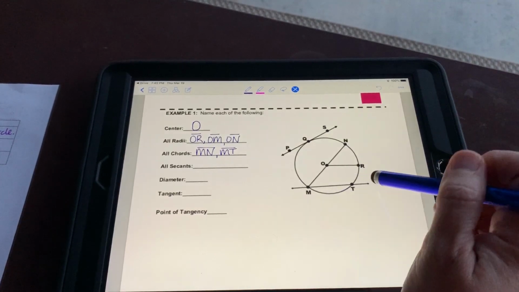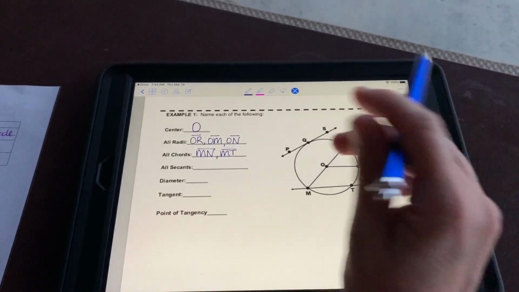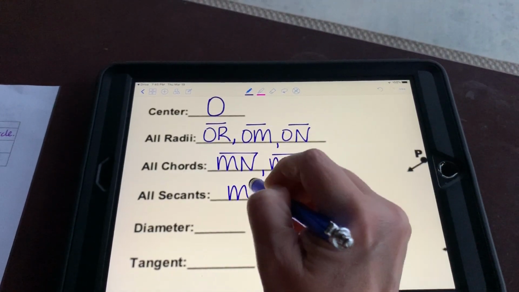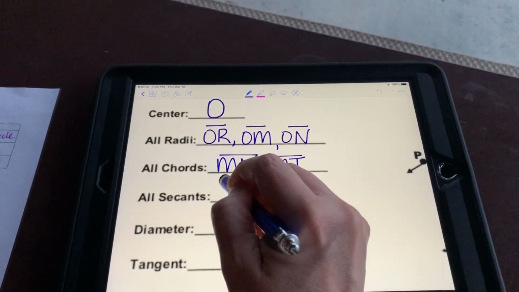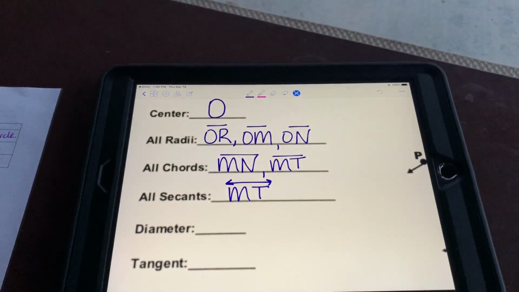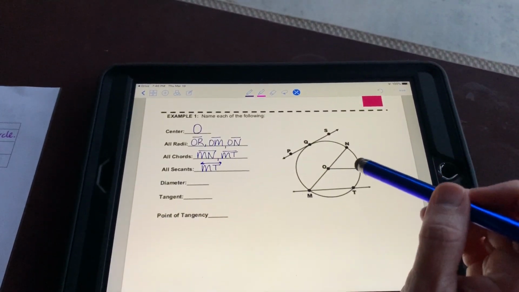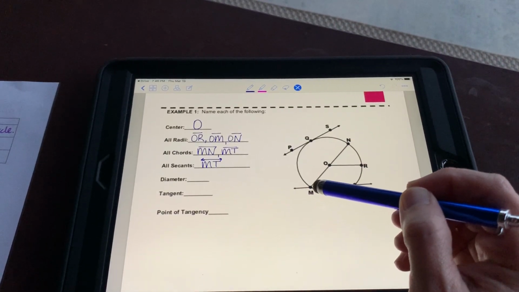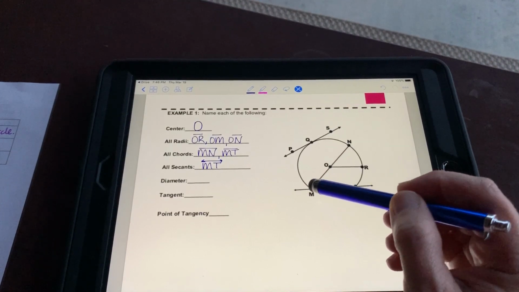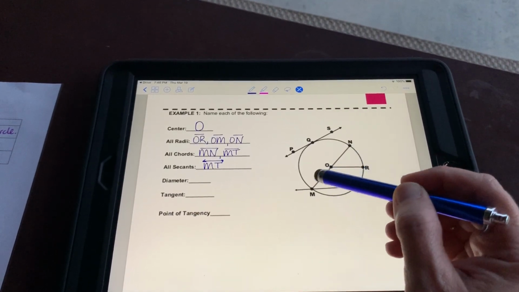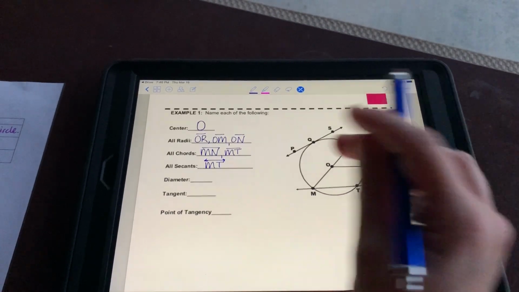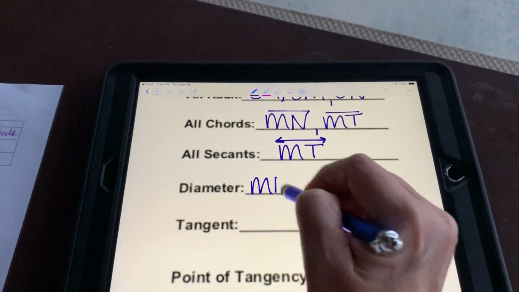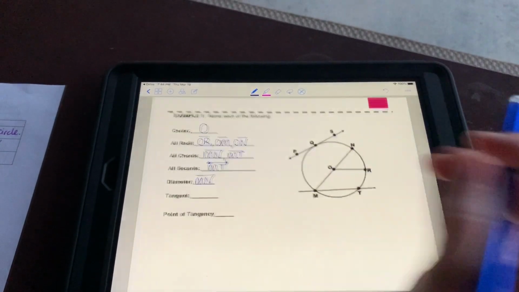Secant, remember, goes through the circle, and I only see one here, so we would name it MT. And the difference between this MT and this MT is that we would name it a line instead of a segment. Next one is a diameter, an old term that you learned back in the past. So we know a diameter hits the circle at 2 points like a chord, but it has to go through that center point. So our only diameter here that we see is MN. And because it's part of the chord family, we label it as a segment.